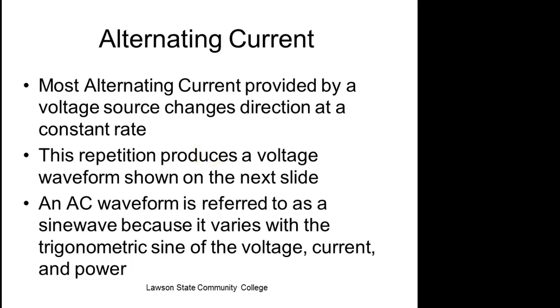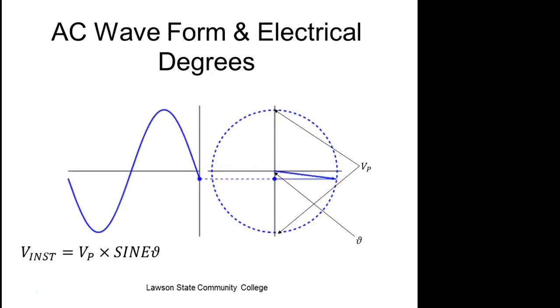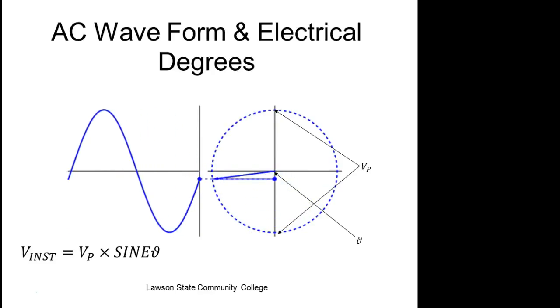Most alternating current provided by voltage sources changes at a constant rate. This repetition produces a voltage waveform shown on the next slide. An AC waveform is referred to as a sine wave. We're not going to explain this, guys. It got the name sine wave because the voltage varies with the trigonometric sine of the electrical angle. So that's how it got the name sine wave, and this is the way it's generated. But it just constantly repeats.